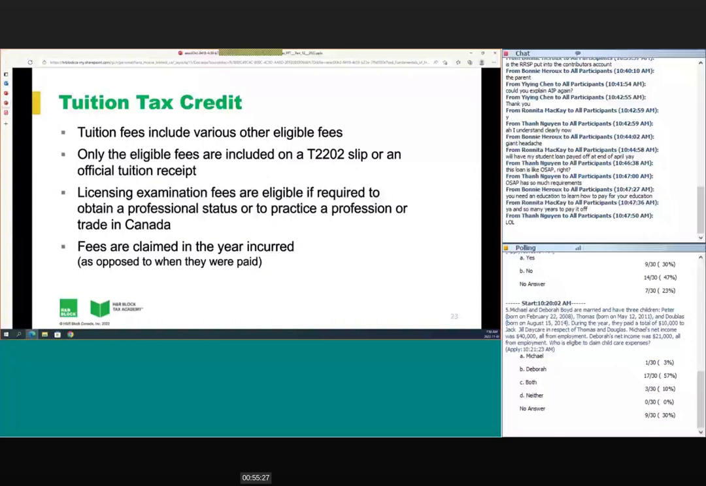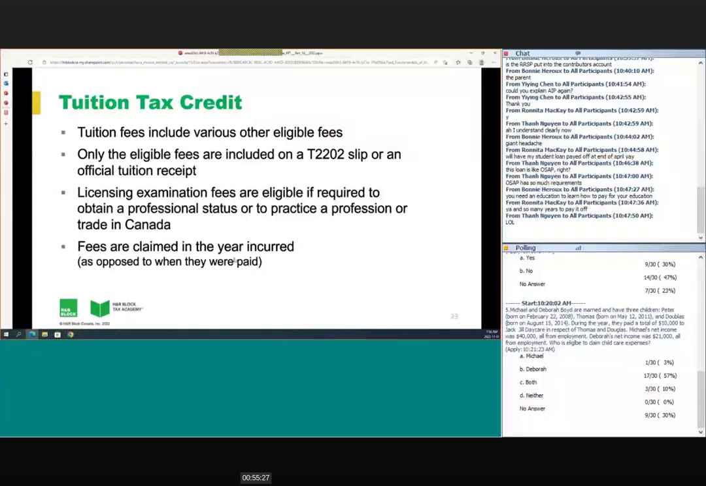So again, let's talk about incurred. A January to April 2021 course will be claimed in 2021 regardless of when they paid for it. They might have paid it in December of 2020, but that's what it means by claimed in the year incurred.